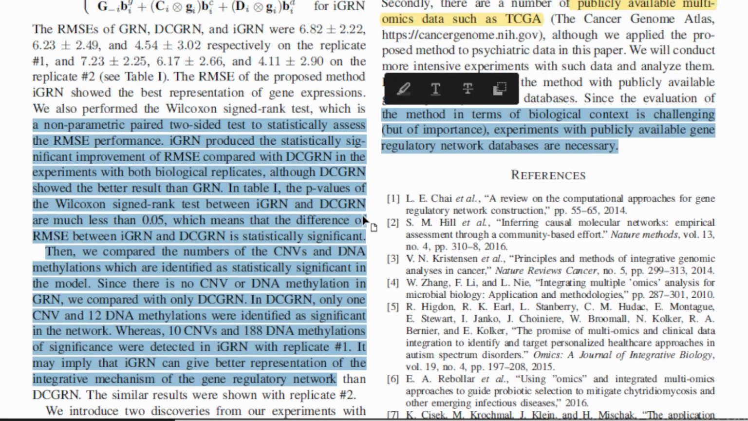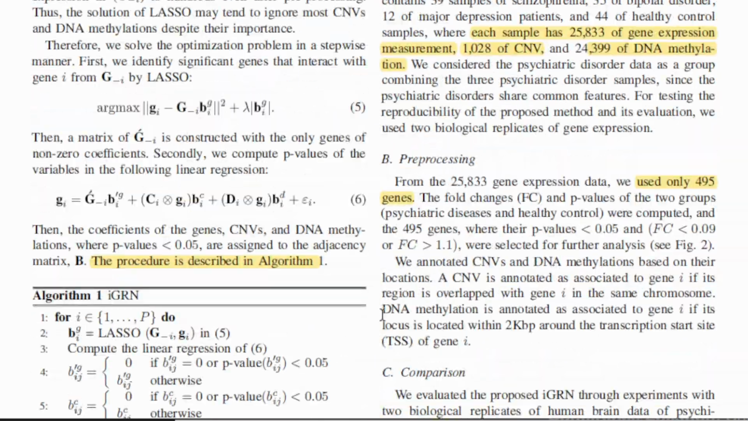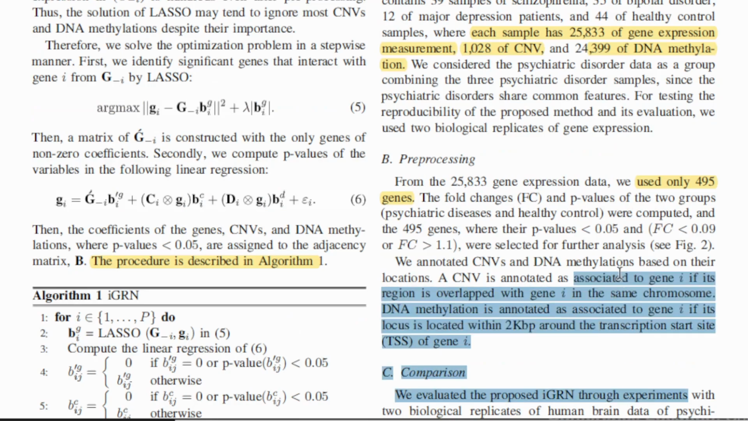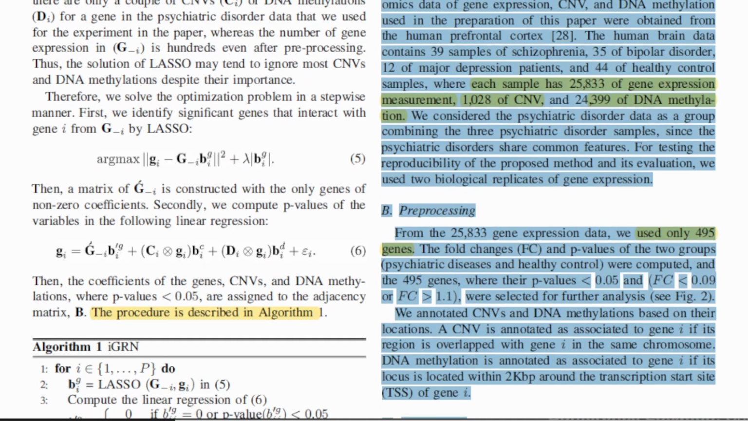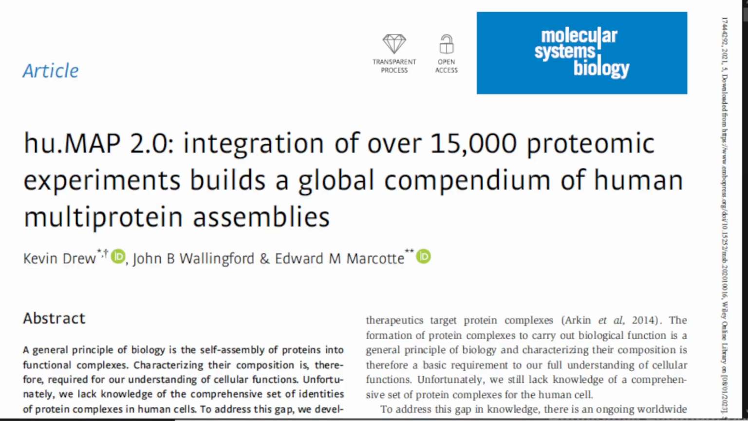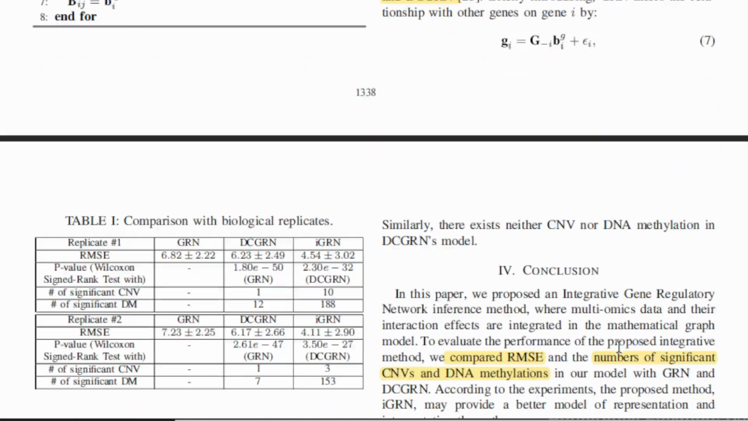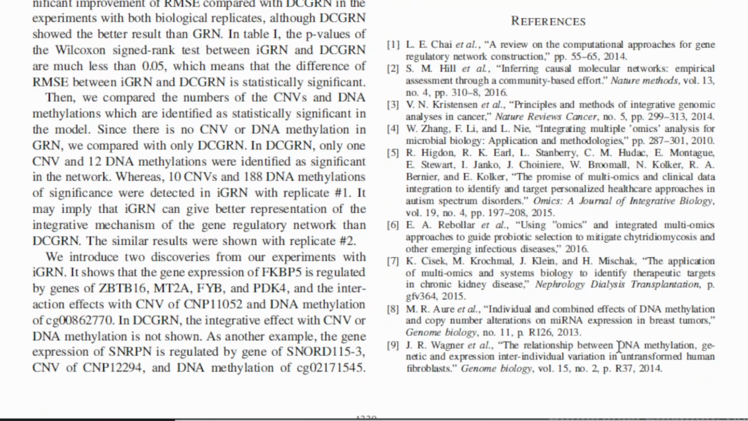In DCGRN, only 1 CNV and 12 DNA methylations were identified as significant in the network. Whereas, 10 CNVs and 188 DNA methylations of significance were detected in iGRN with replicate number 1. It may imply that iGRN can give better representation of the integrative mechanism of the gene regulatory network than DCGRN. Similar results were shown with replicate number 2. We introduce 2 discoveries from our experiments with iGRN.